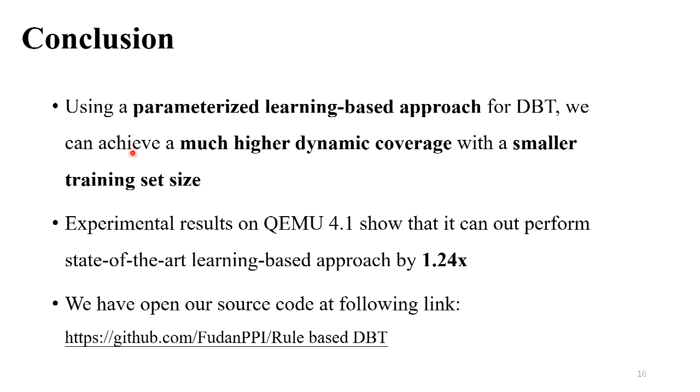In conclusion, let's summarize our work here. We propose a parameterized Selenium-based approach for DBT. It can achieve a much higher dynamic coverage with a smaller training set size. Experimental results on QEMU 4.1 show that it can outperform the state-of-the-art Selenium-based approach by 1.24. And we have opened our source code at the following link on GitHub.